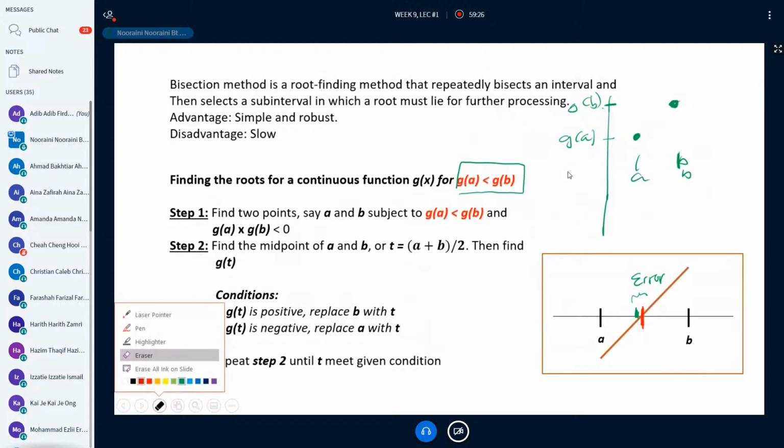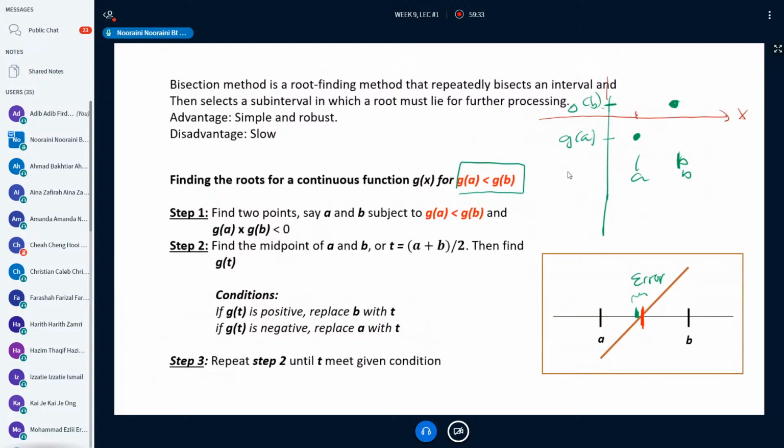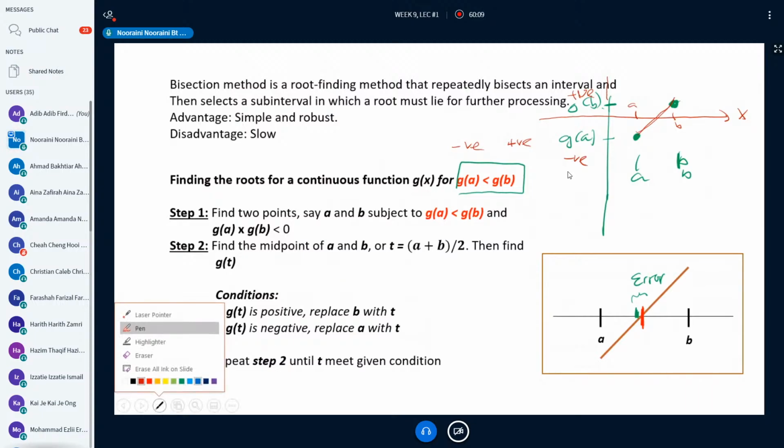Okay, now assume this is our X axis. And this is your point A, this is your point B. And G(A) less than G(B), meaning at A it is negative, while at B it is positive. Then these are the steps in order for you to apply the bisection method. First you need to get the 2 points A and B, where when you substitute A, you must get negative. When you substitute B into your function G, you get positive. So different sign here, negative to positive. So meaning we have a root between A and B.